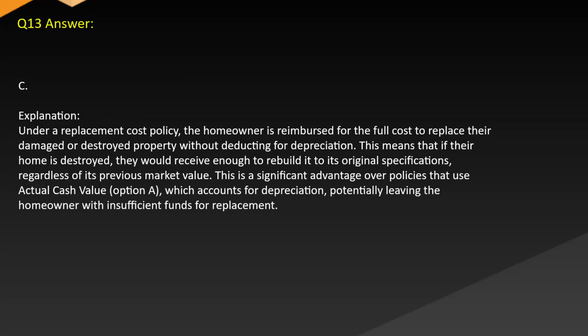Answer: C. Explanation: Under a replacement cost policy, the homeowner is reimbursed for the full cost to replace their damaged or destroyed property without deducting for depreciation. This means that if their home is destroyed, they would receive enough to rebuild it to its original specifications, regardless of its previous market value. This is a significant advantage over policies that use actual cash value, option A, which accounts for depreciation, potentially leaving the homeowner with insufficient funds for replacement.